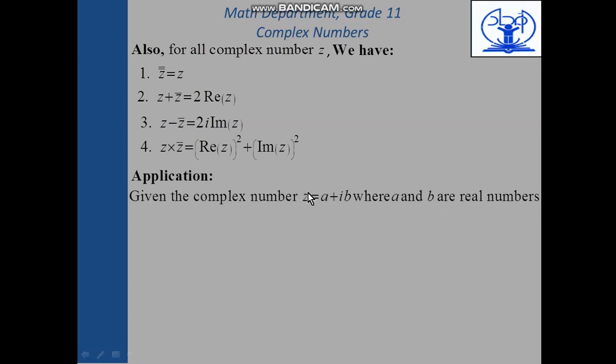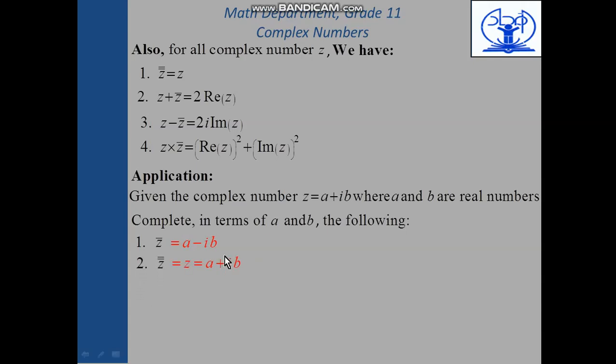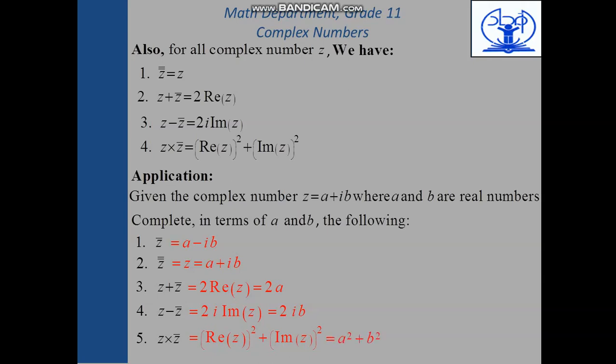Application: given the complex number z equal to a plus ib, where a and b are real numbers, this is the algebraic form of a complex number. Complete in terms of a and b the following: z bar is equal to a minus ib. z bar bar is equal to z, equal to a plus ib, because we change twice the sign of the imaginary part, so we get z. z plus z bar is equal to 2 real z by the rule here, and real z is equal to a, so the final answer is 2a. z minus z bar is equal to 2i imaginary of z, so it is equal to 2ib. z times z bar is equal to real z squared plus imaginary z squared, which is a squared plus b squared.